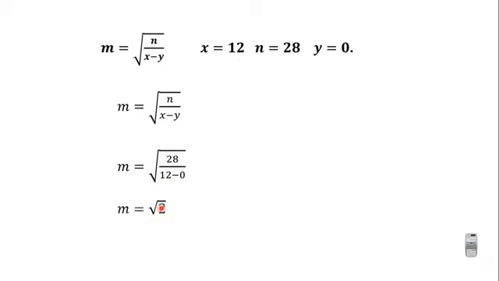The question said that we should leave our answer in surd form. And if you watch the video on surd, you understand that square root of 2 is a surd. Because the question said we should leave our answer in surd form, we are going to leave our answer just like this. So m is equal to square root of 2.